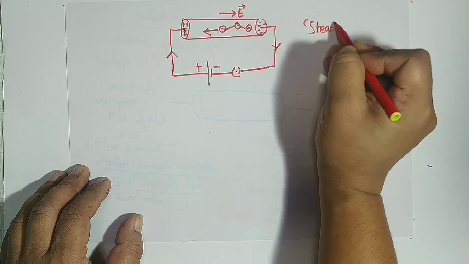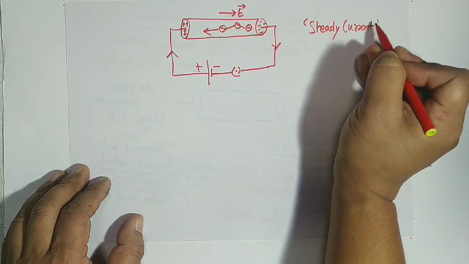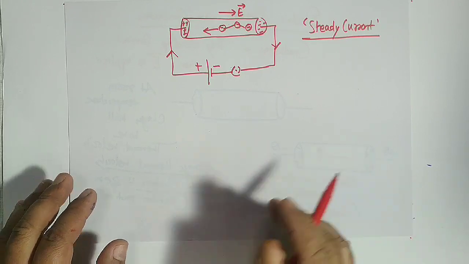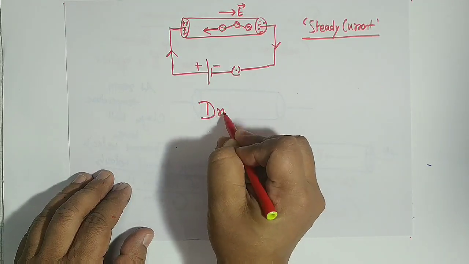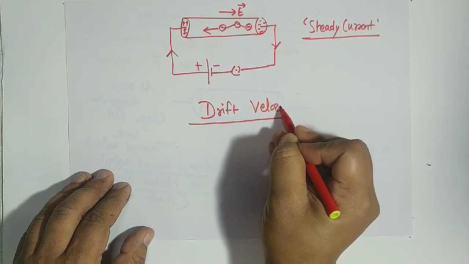We have taken a steady current. So I gave you an example. I gave you how the bulb glows for a steady current. If you see, that bulb is not fluctuating, it is with a steady current. Now there comes a very important word, drift. And what is drift? This is a drift velocity.